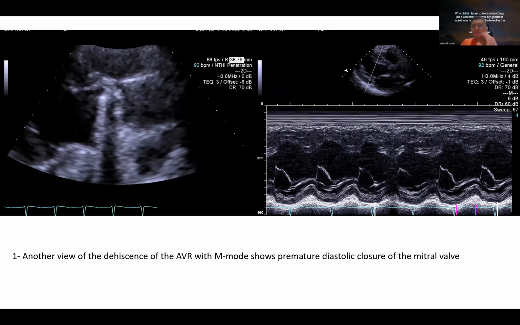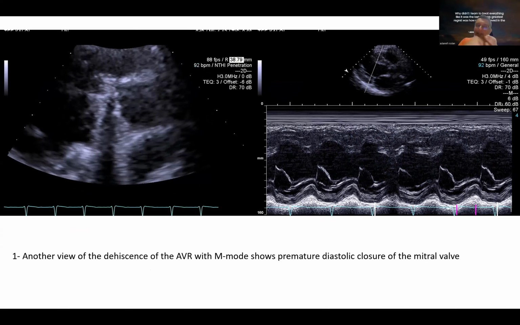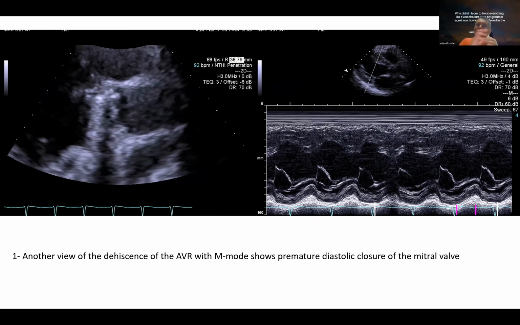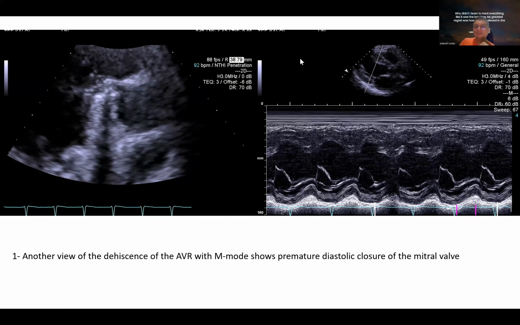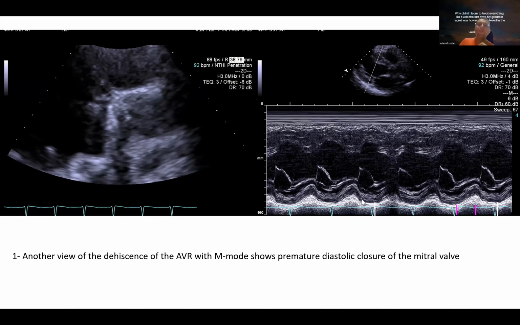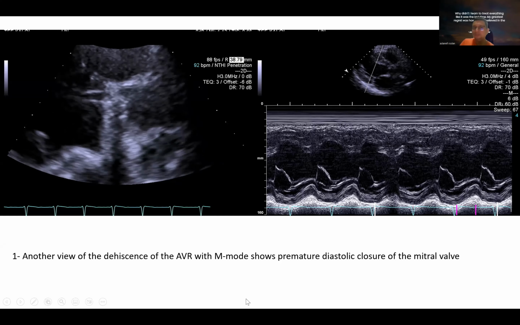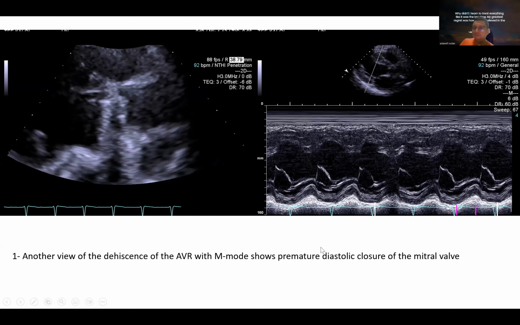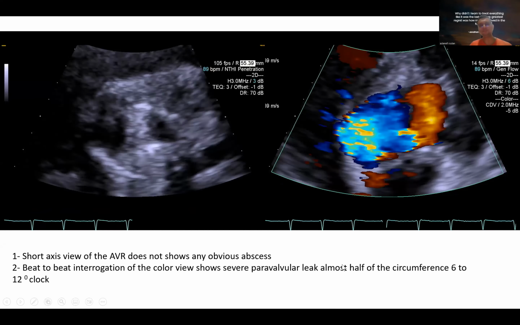So in summary, what we have seen so far is a patient who is pregnant with a mechanical aortic valve that appears to be dehiscing, rocking. So it is very worrying. The AR appears to be severe. Why? Because of the rocking of the aortic valve and the early diastolic closure of the mitral valve. So what shall we do next?